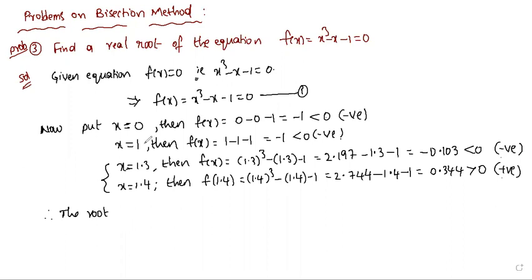Even if you don't take these points, it doesn't matter. Put x is equal to 0, x is equal to 1, x is equal to 2, x is equal to 3, x is equal to 4, or x is equal to 2.1, x is equal to 2.2, x is equal to 2.3, whatever it may be, we can substitute any value. You can take any values you like, no problem. Okay? Therefore the root lies between 1.3 and 1.4.